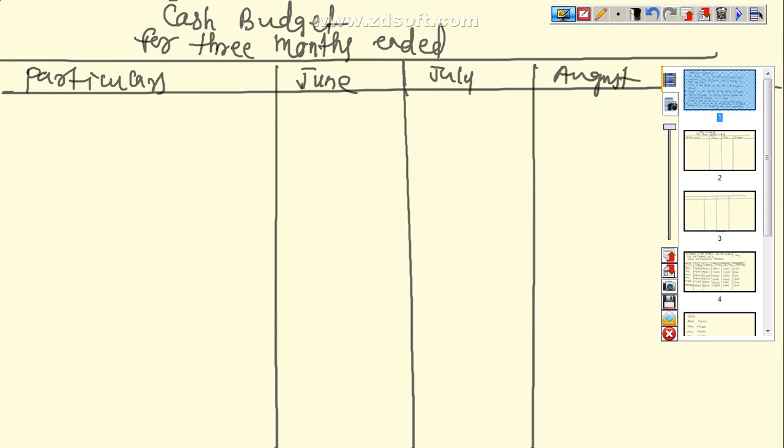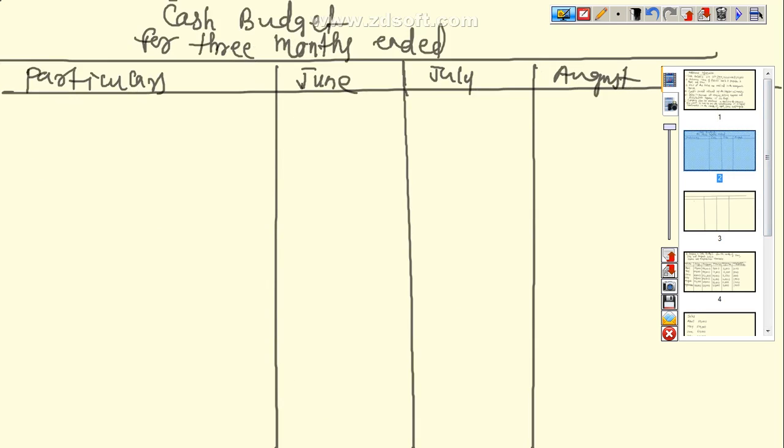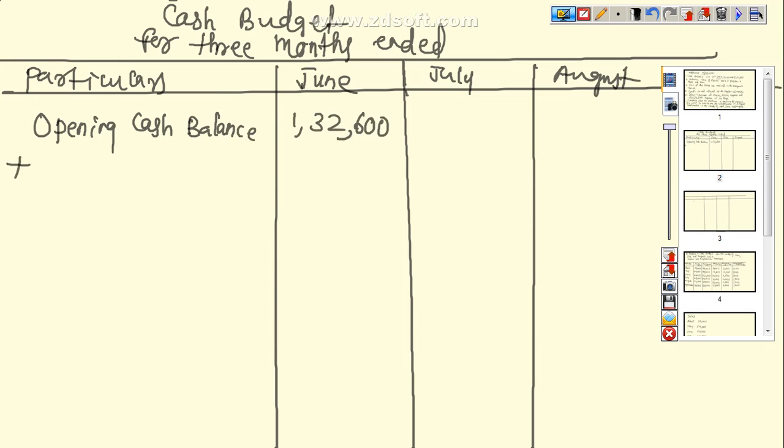Now, cash balance on 1st June 2020 is given as 1,32,600. So we write it here. Opening cash balance, that is 1,32,600, plus estimated cash receipt.